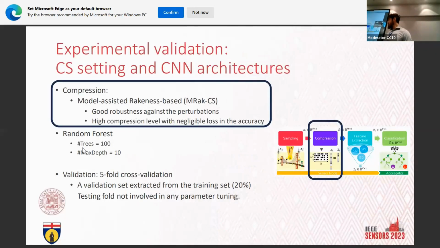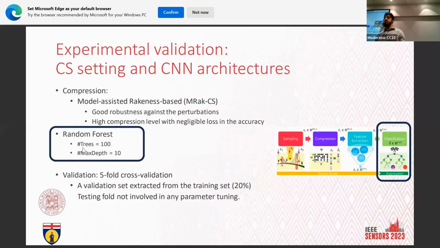For the compression, we use a model from the literature that is somehow state of the art. It's a compression model that has very good performance against the noise and that allows a good level of compression, even when you want to reconstruct your data. But we will compress more, a little bit more, a lot more.